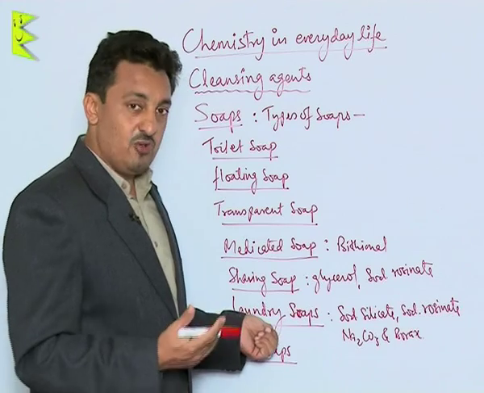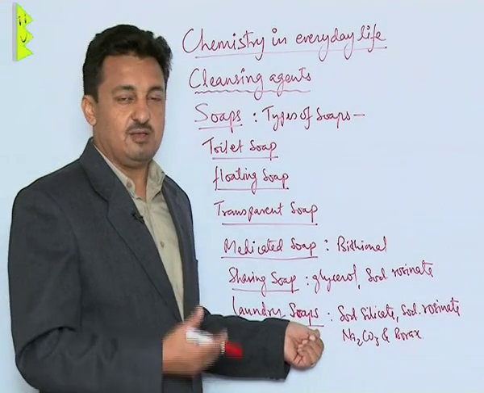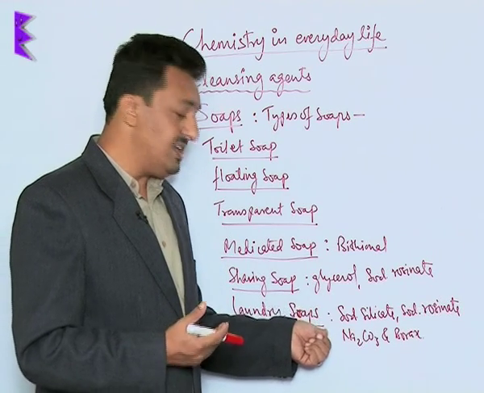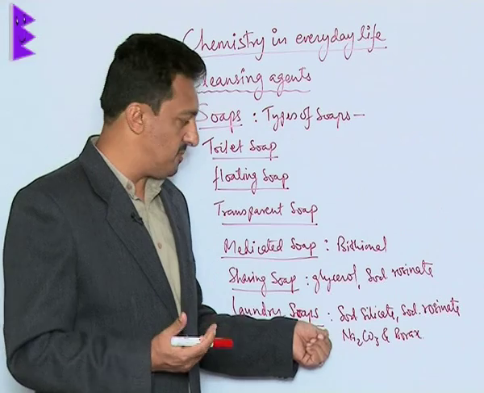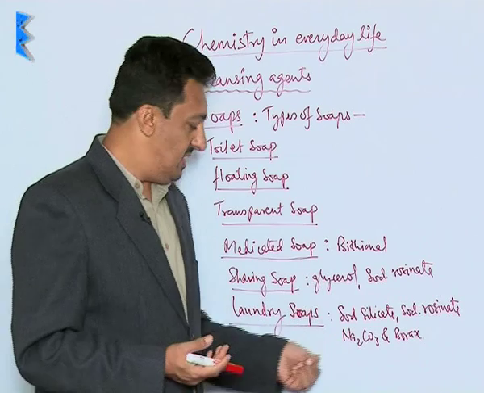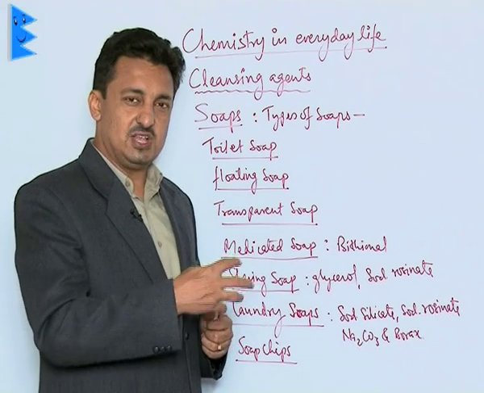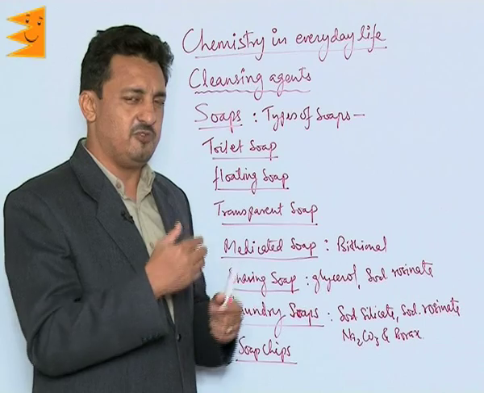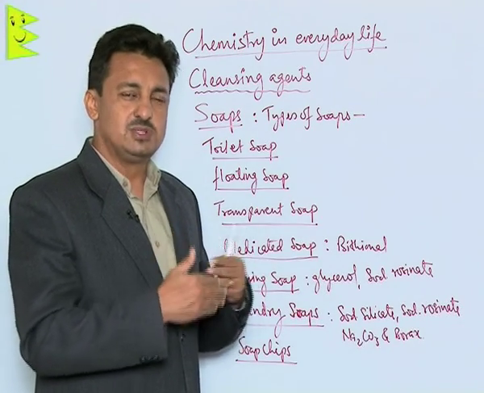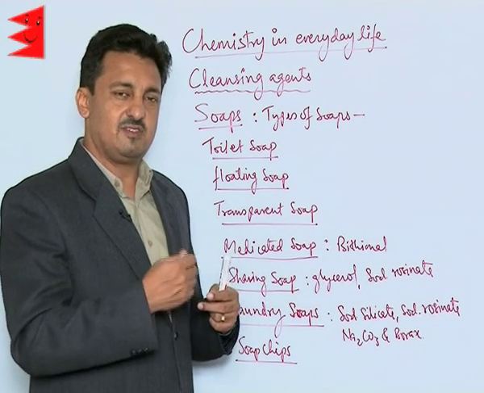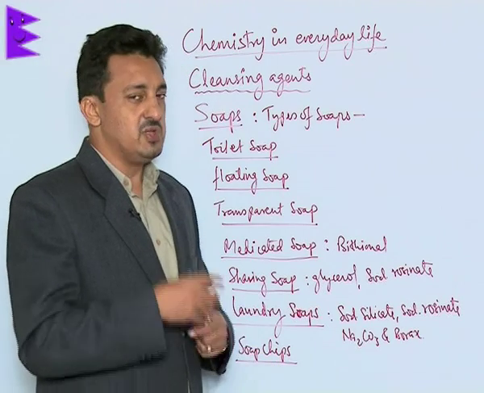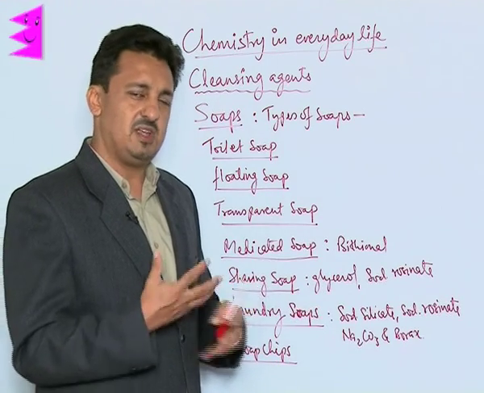Then we have laundry soaps. Laundry soaps are the ones which are used for cleaning clothes and other things. These laundry soaps, along with the normal soap, contain sodium silicate, sodium rosinate, sodium carbonate and borax. Then we also use soap chips. Soap chips are nothing but small pieces of soap, which are formed by putting a thin layer of the liquid soap on a cool cylinder and then scraping off its thin layer, which on solidification gives small chips of the soap. So this is how we use different types of soaps in our day-to-day life.